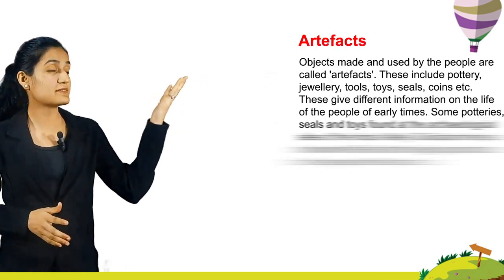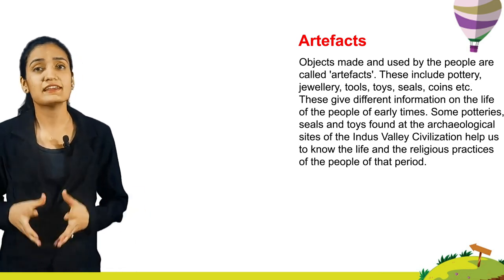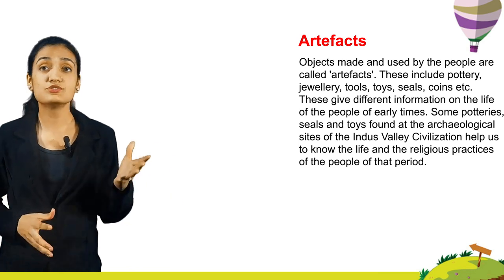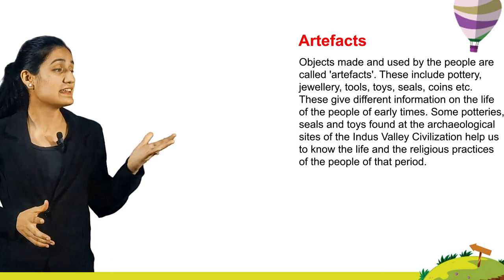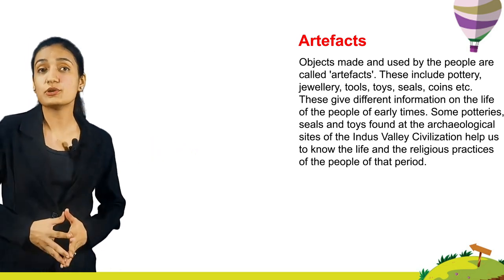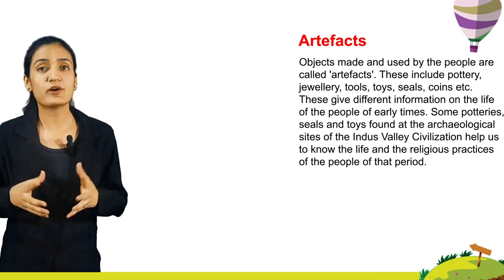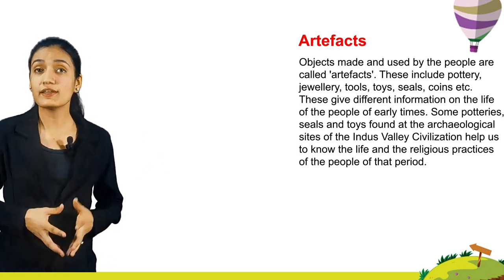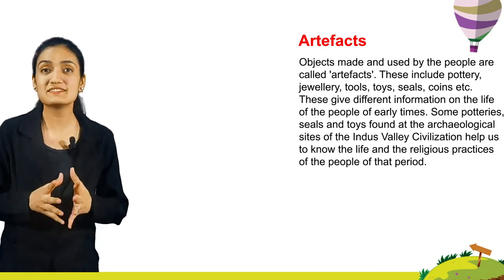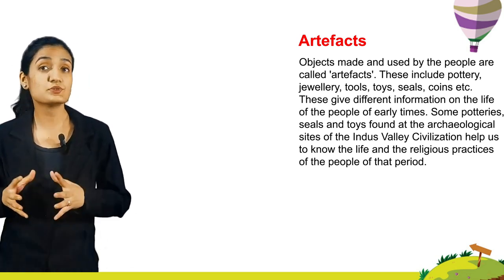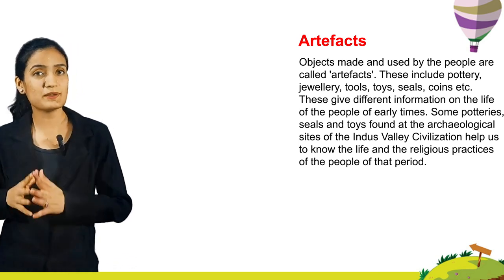Artifacts. Objects made and used by the people are called artifacts. These include pottery, jewelry, tools, toys, seals, coins, etc. These give different information on the life of the people of early times. Some potteries, seals and toys found at the archaeological sites of the Indus Valley civilization help us to know the life and the religious practice of the people of that period.